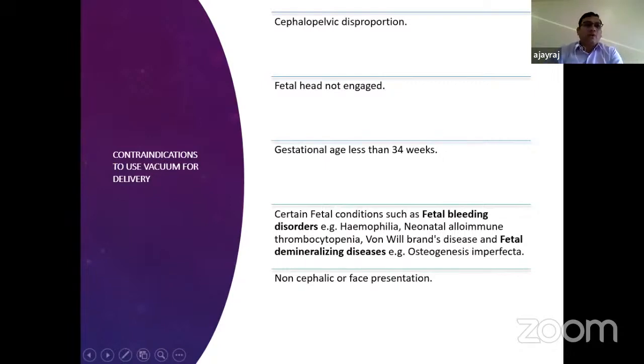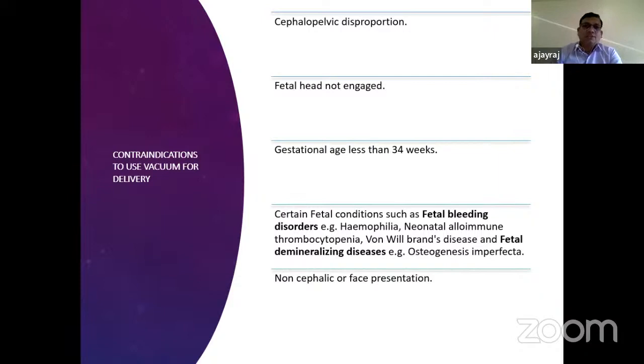Contraindications especially for vacuum delivery. Number one is cephalopelvic disproportion. Another, fetal head is not engaged. Gestational age less than 34 weeks. If the fetus is less than 34 weeks and if we apply the ventouse on that, then there is a chance of caput formation, then intracranial hemorrhage. So it is not indicated before 34 weeks.